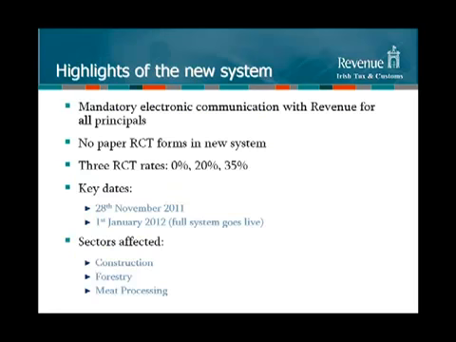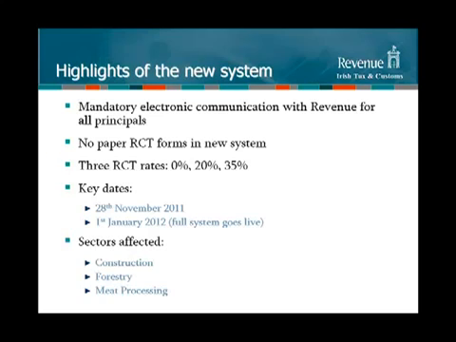Revenue has redesigned the RCT system so that it operates more efficiently and reduces opportunity for fraud, particularly repayment fraud. In a nutshell, we are moving from the current paper-based system to an electronic system, which will be available through ROS. All principal contractors, or agents working on their behalf, must engage electronically with Revenue. After the 31st of December this year, there will be no other option for engaging with Revenue. This obligation does not apply to subcontractors. All paper forms are being withdrawn.